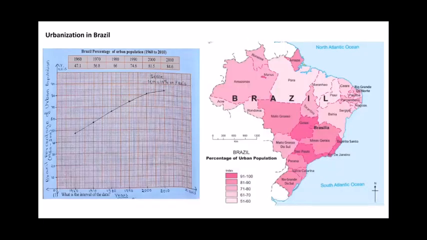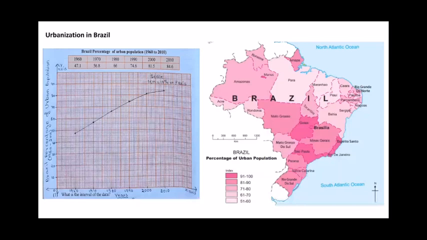Now children, let us see urbanization in Brazil. Now this is the graph which you will have to draw in your workbook. Okay. So now when we look at this graph, again you can see the graph is from the year 1960 to 2010. And this is also showing Brazil's percentage of urban population. Now if you go to see in 1960, you can see the percent of this year is at 47.1.